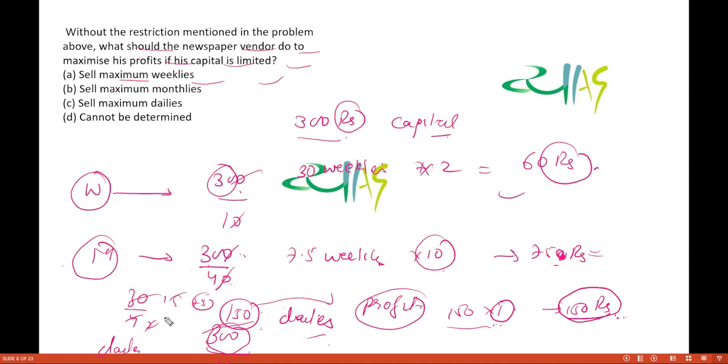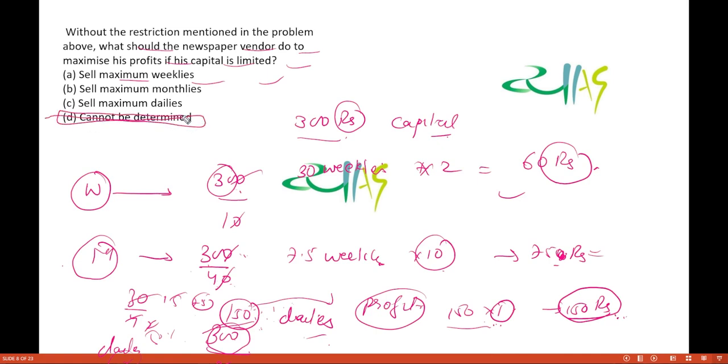Okay, and for this, what is this? This is daily. So you are getting 50% profit here, 50% profit. That means in 300, 2 rupees you bought. Cost price was 2 rupees for each, sorry, for dailies. So 150 dailies you bought, and on 150 dailies, 1 rupee profit each. So 150 rupees profit.